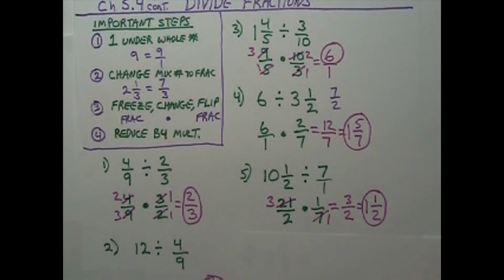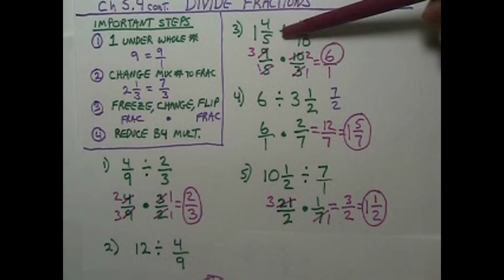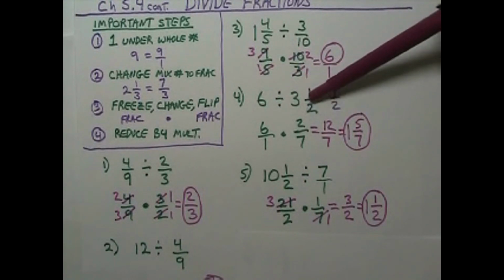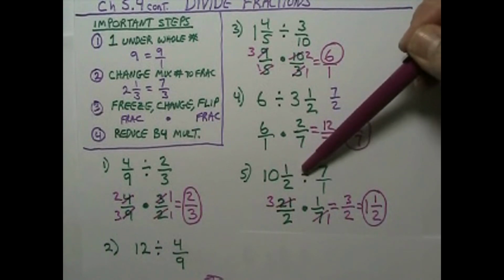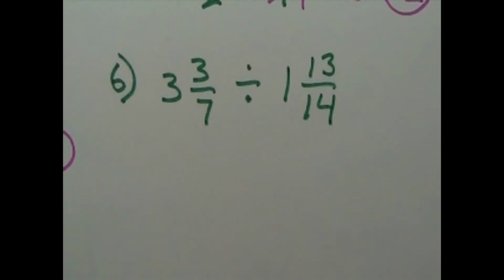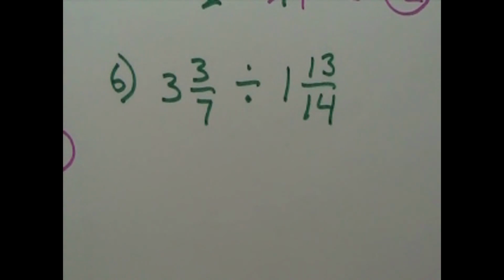Okay, just want to point out that so far, we have one more to do, but so far you have an example of each type. Notice here we have a fraction divided by a fraction. Number 2, we had a whole number divided by a fraction. Number 3, we had a mixed number divided by a fraction. Number 4, we have a whole number divided by a mixed number. And number 5, we had a mixed number divided by a whole number. This last example is a mixed number divided by a mixed number.